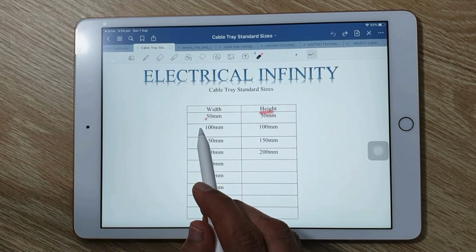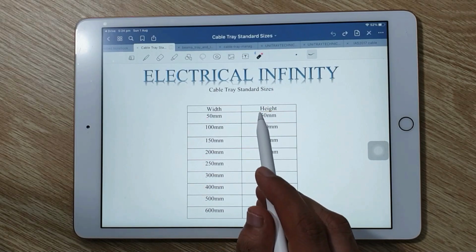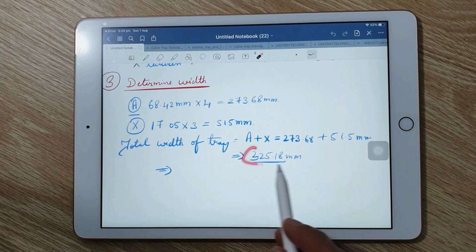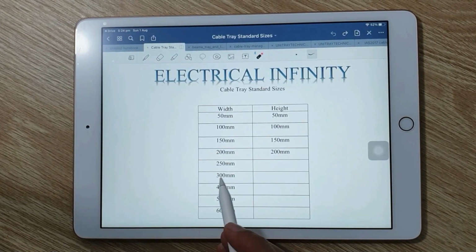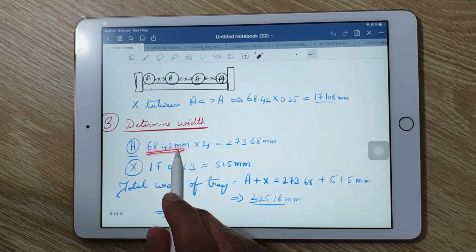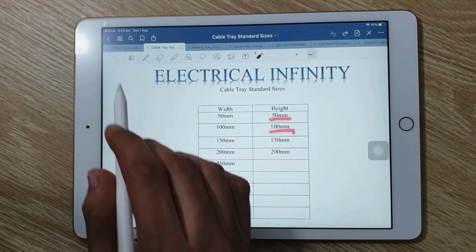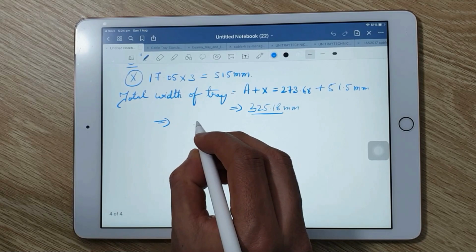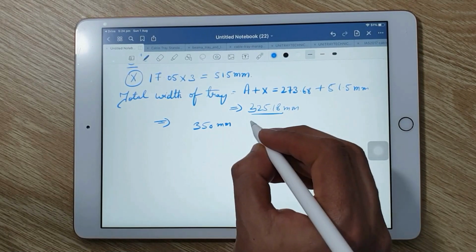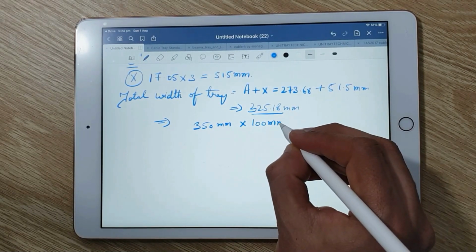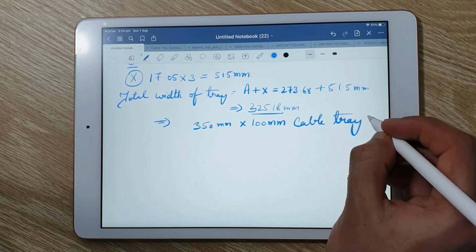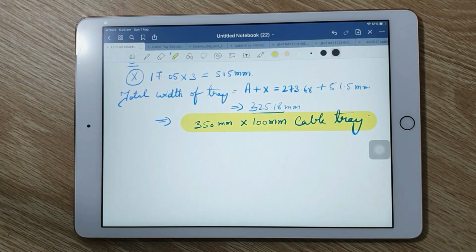These are the standard sizes of cable tray, width and height. So in our condition, since we got the total calculation as 325 approx, we can use width of cable tray as 350 mm, and we know that the diameter of our cable is 68.4, so we are using here the height as 100 mm. So the final dimensions of tray are 350 mm width and 100 mm height. So this is the final calculation.